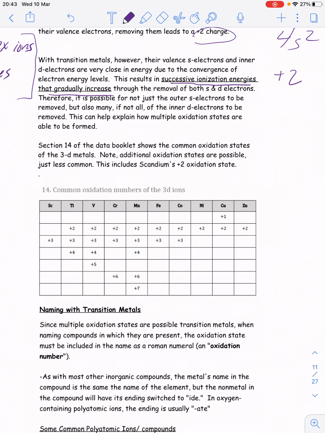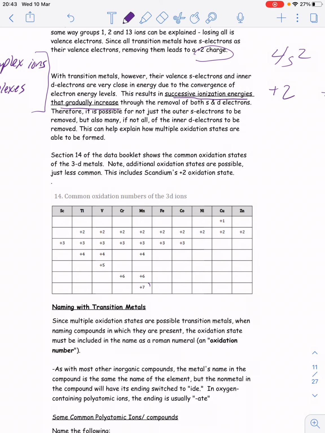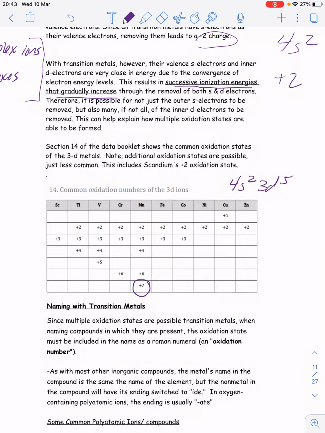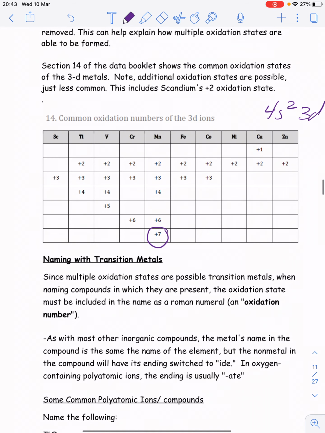Now the highest oxidation state is for manganese, which is +7. Manganese is 4s2 3d5. So in order to form that +7, it has to lose all 7 of those electrons, the 4s and the 3d. You'll notice that this table in the data booklet, table 14, shows common oxidation numbers or oxidation states.